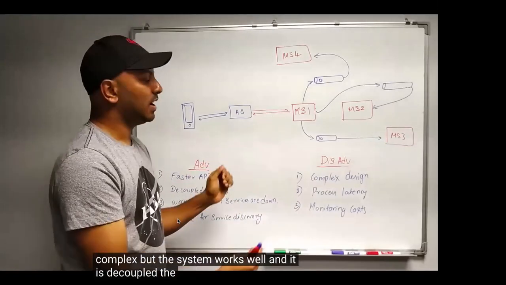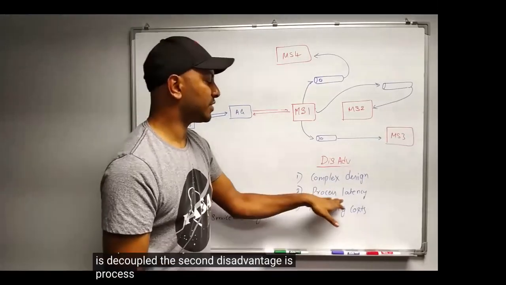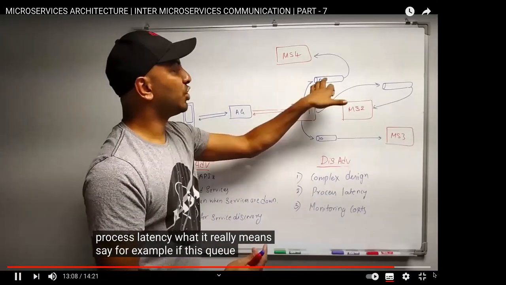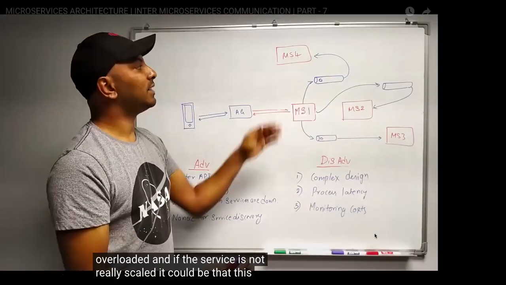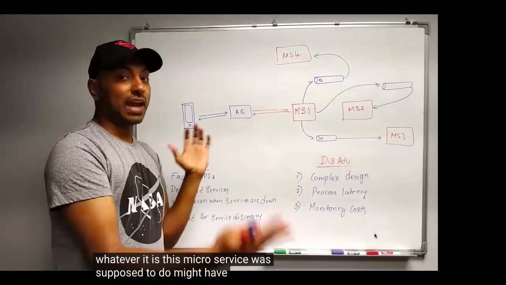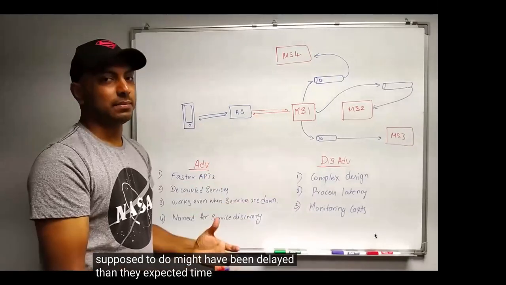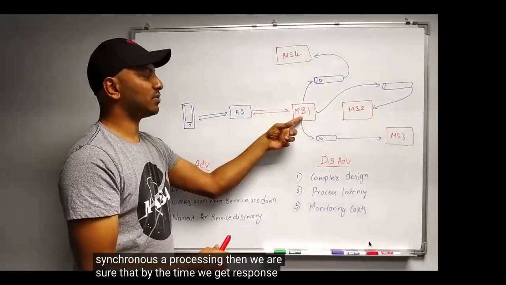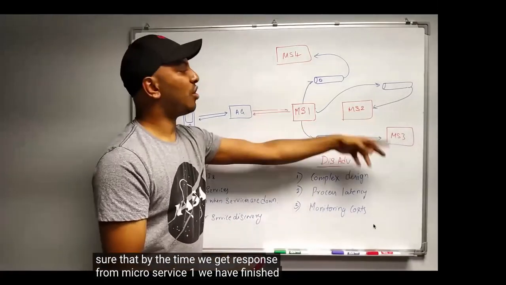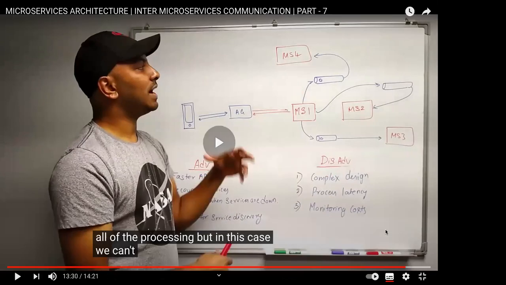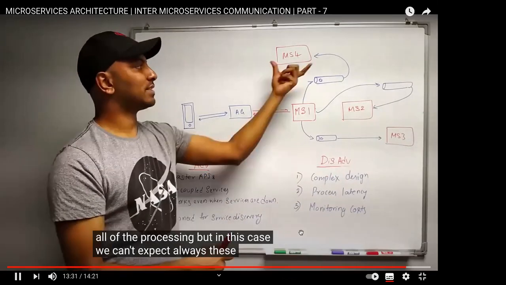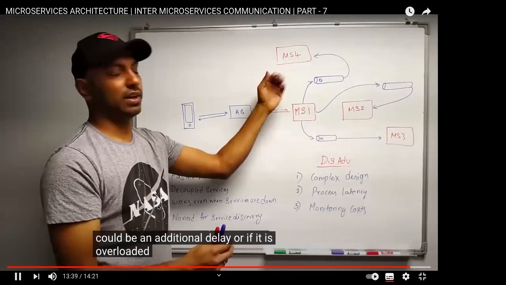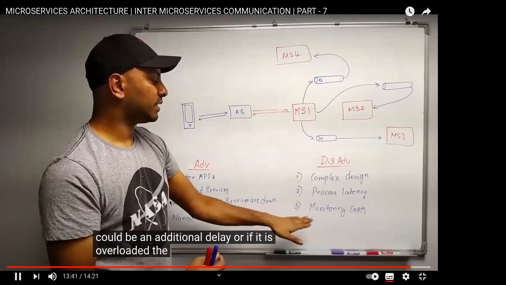The second disadvantage is process latency. What it really means is, for example, if this queue is overloaded, and if the service is not really scaled, whatever this microservice was supposed to do might be delayed beyond the expected time. If it was synchronous processing, then we are sure that by the time we get the response from microservice 1, we have finished all of the processing. But in this case, we can't always expect that this microservice has finished its job. So there could be an additional delay, or if it is overloaded. The third one is monitoring costs.